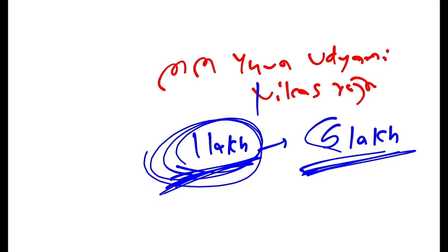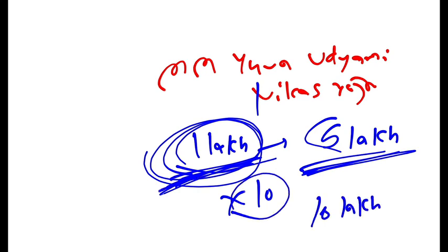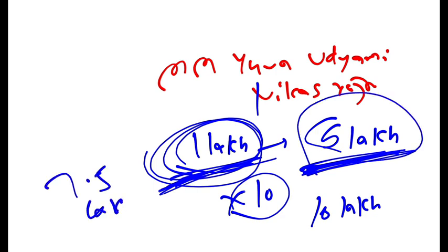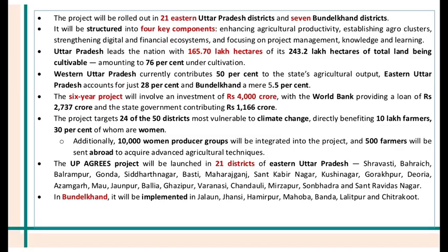And this scheme will run for 10 years. So in 10 years, 10 lakh entrepreneurs will be created in UP. And the maximum loan that you can take first time is up to 5 lakh. And if you pay this back on time, next time you can take up to 7.5 lakh.